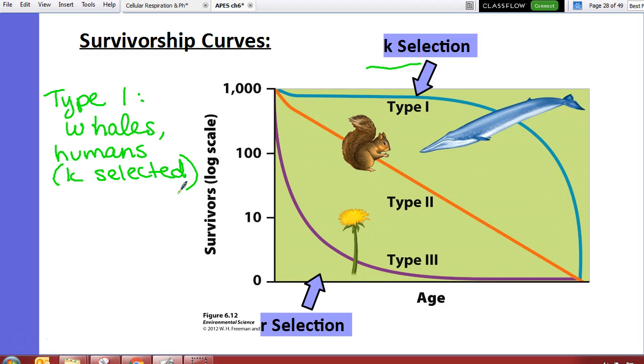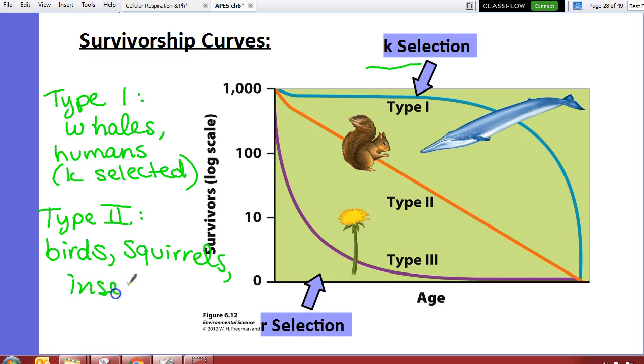Type 2, they're going to have an equal chance of death throughout their lifetime. These would be things like birds. Birds typically have an equal chance of dying. Now, if they're young, they probably have a little bit more chance of dying than when they're old. But birds, things like squirrels, well, we know squirrels are not the smartest, and a lot of them end up as roadkill. So squirrels, also insects. An insect, it doesn't really matter when, it'll probably die at any given point in its life.